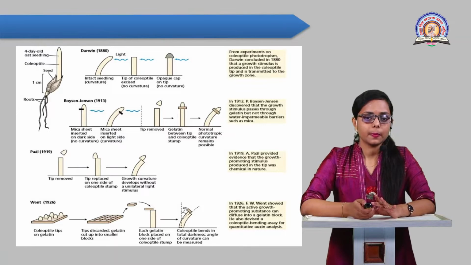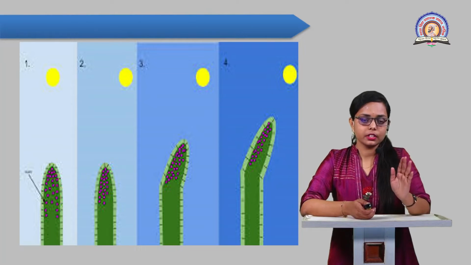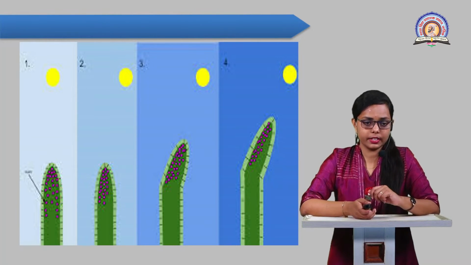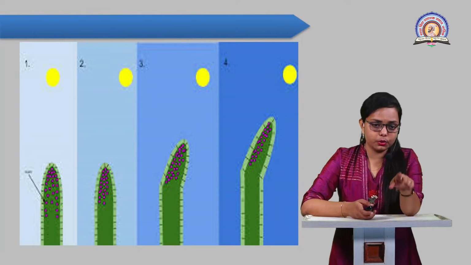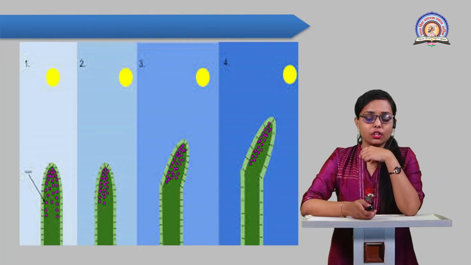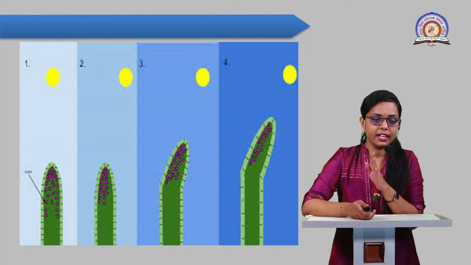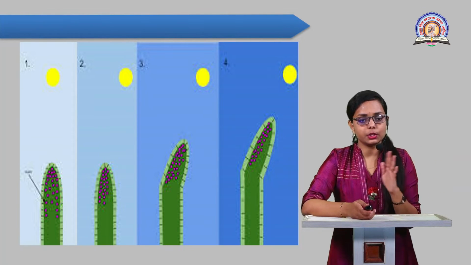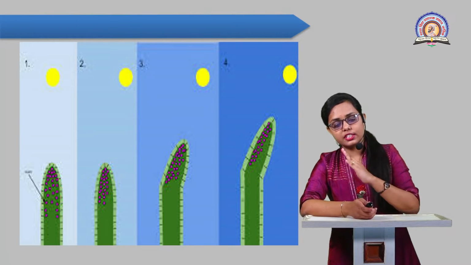So how the coleoptile moves toward the sunlight. See, in the first diagram, as you can see, there is sunlight and there are these auxin molecules. The pink ones are auxin. This auxin has accumulated towards the darker side, completely toward the darker side, and then they have bent to the opposite side toward the sunlight.